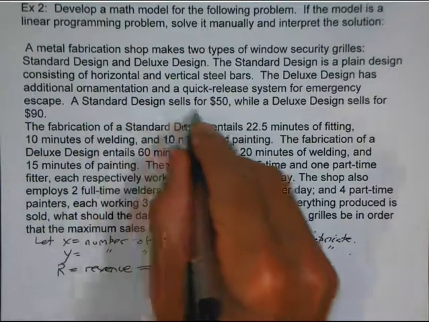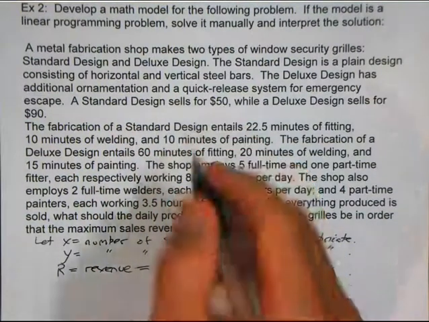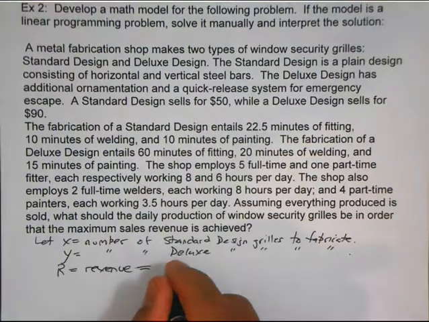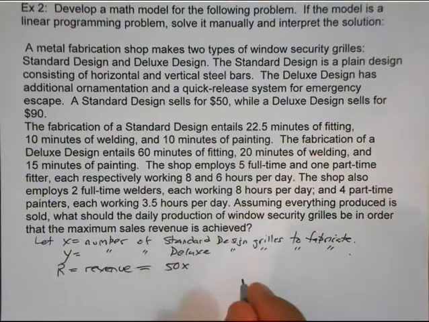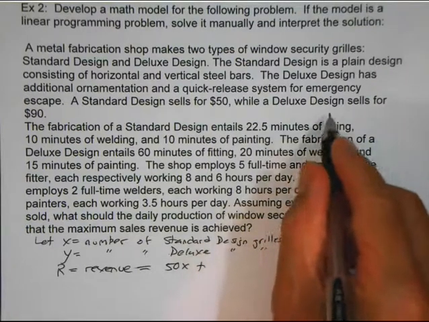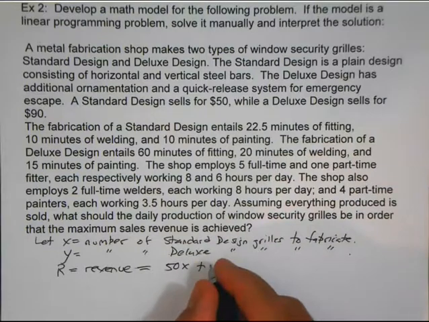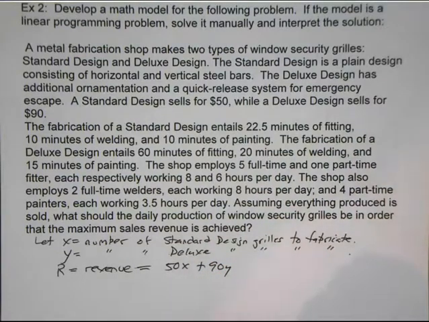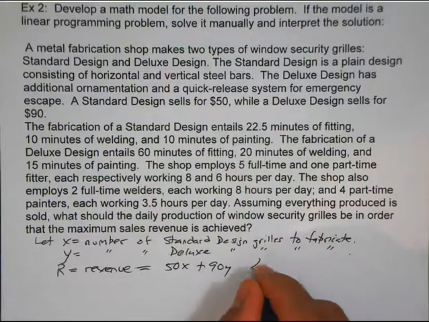One standard design sells for $50. Okay, so if we have X of them, we have 50X revenue from that. And then there's the revenue from the deluxe design, one of which sells for $90. 90Y will be the total revenue from Y of them. Okay. Now let's see. This would be our objective function.